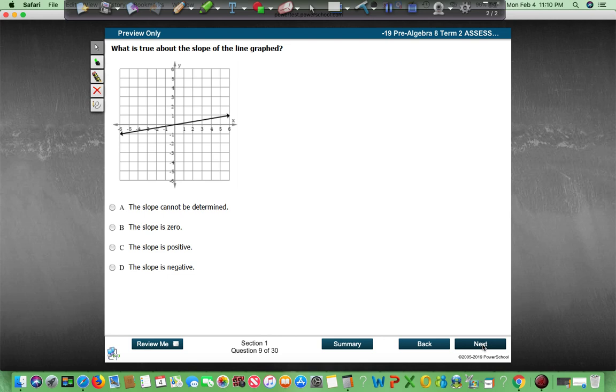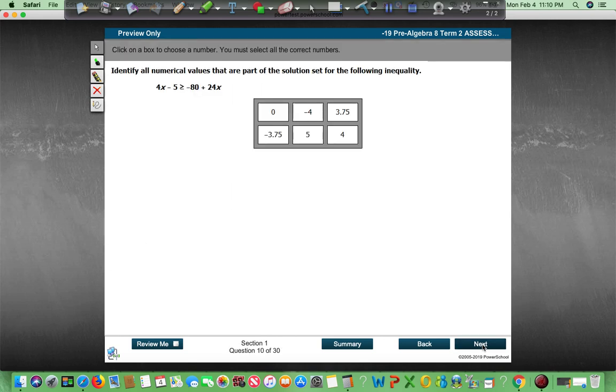Question 10. Click on a box to choose a number. You must select all the correct numbers. Identify all numerical values that are part of the solution set for the following inequality. 4x minus 5 is greater than or equal to negative 80 plus 24x.